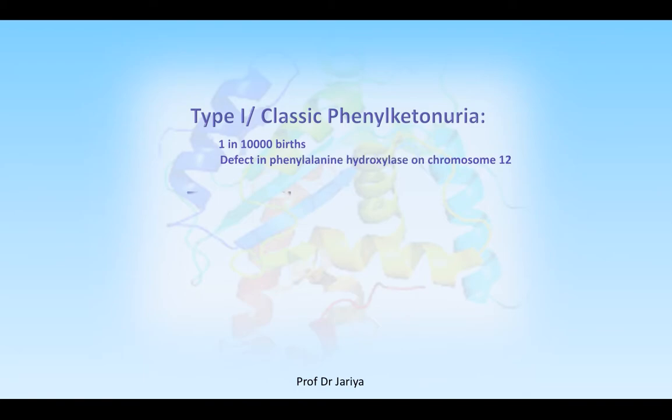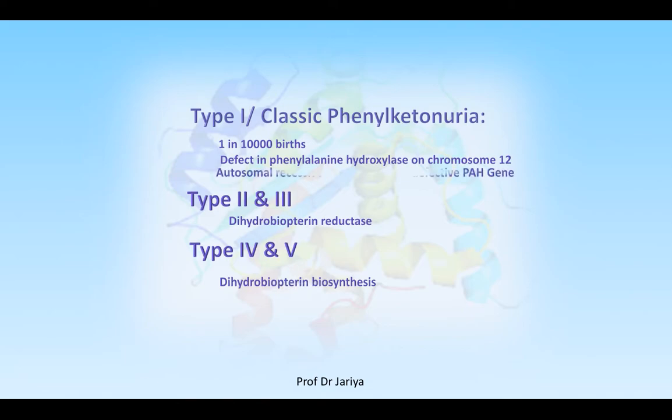In classic or type 1 PKU, there is a defect in the PAH gene. DNA analysis has shown greater than 100 mutations including missense, nonsense, insertions, and deletions in the PAH gene. Needle biopsy samples from the liver of different patients with PKU and non-PKU hyperphenylalaninemia showed that PAH activity varied from less than 1% in patients with PKU to greater than 35% in patients with non-PKU hyperphenylalaninemia due to a defect in tetrahydrobiopterin production.